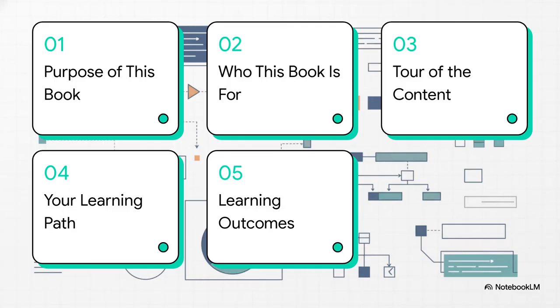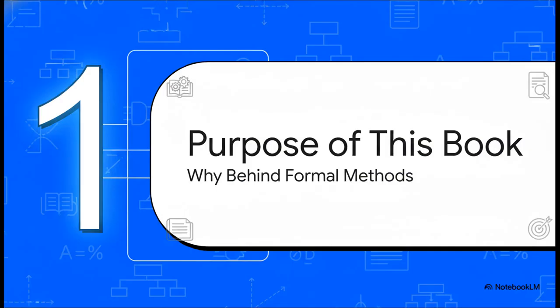All right, so here's our plan. We'll go through 5 main sections to really map out the book. We'll start with the why, the purpose behind it. Then we'll cover who it's for, take a tour of the actual content, and talk about a few different ways you could approach reading it. And to wrap up, we'll look at what you can expect to walk away with.